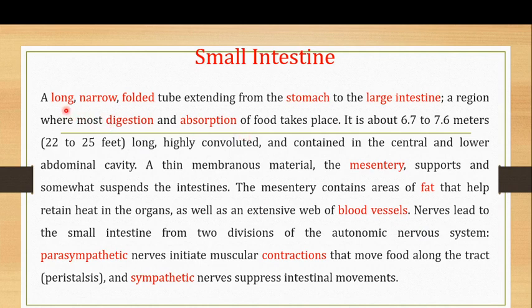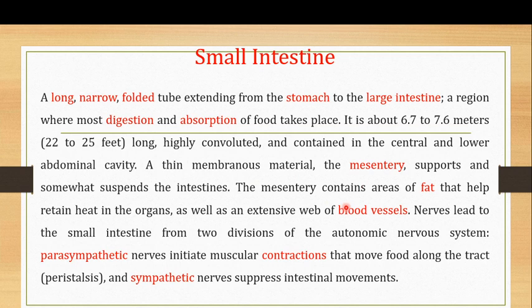When you talk about the length of the small intestine, it is about 6.7 to 7.6 meters, like 22 to 25 feet. So it is a very long tube, and if you want to accommodate this long tube into the human body, you have to fold it. Therefore the small intestine is a highly convoluted, a highly folded tube that is contained in the central and the lower abdominal cavity. Now to support this very lengthy structure, there is a thin membranous material which is called the mesentery. So the mesentery supports and somewhat suspends the intestines.